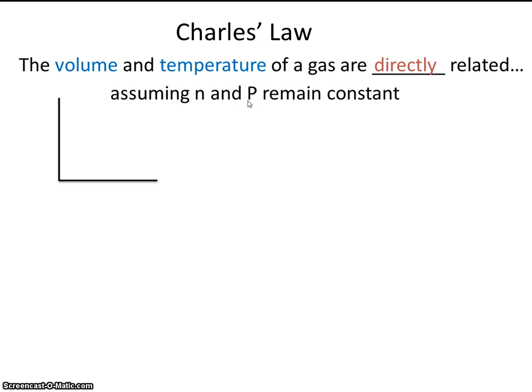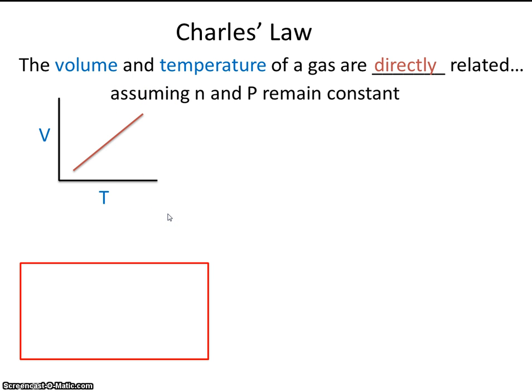So if we were going to graph Charles' law, it would look something like this. The relationship between temperature and volume. As temperature increases, it's going this way. Volume is going to also increase, so it will go that way. So it will be a linear shape. And remember, this relationship is called direct.